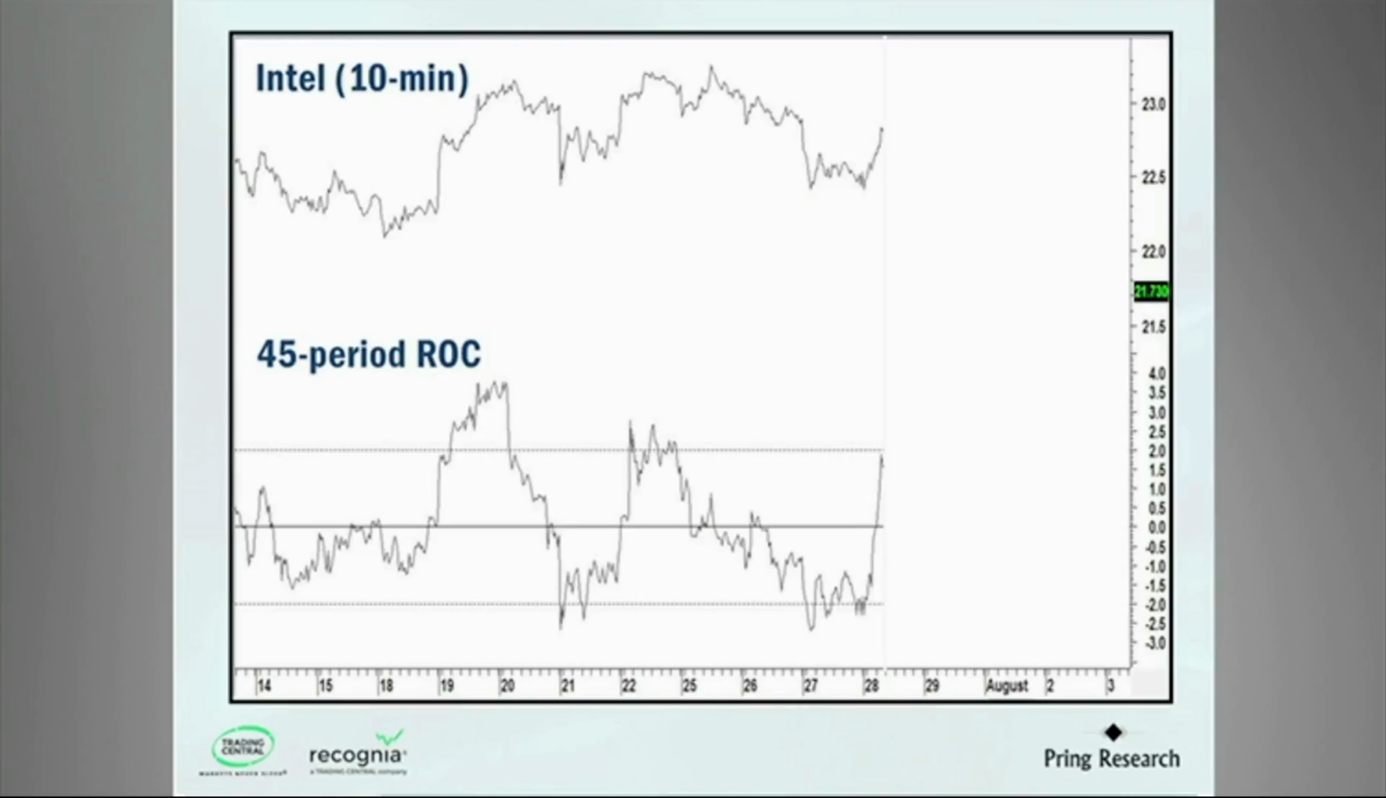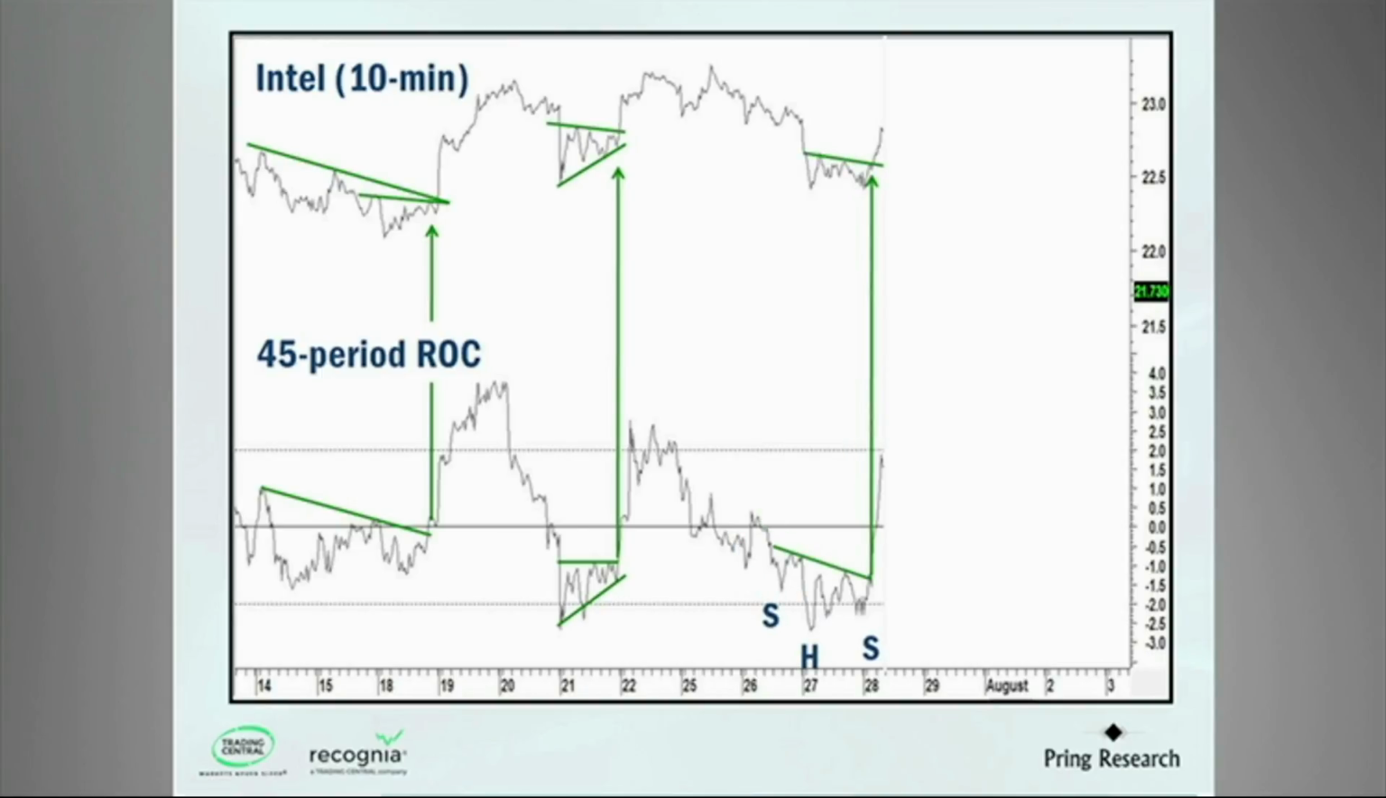Here's a 10-minute chart for Intel in August of 2011. The rate of change in this case has a 45-period span, or roughly 1 day's trading. On the left, we see a trendline break in the ROC being confirmed with a trendline penetration by the price, as well as the completion of a small head and shoulders base. Later on, both series complete ascending triangles, and this is followed by a reasonable intraday advance. Finally, the rate of change breaks out from a reverse head and shoulders, and the price completes a double bottom.